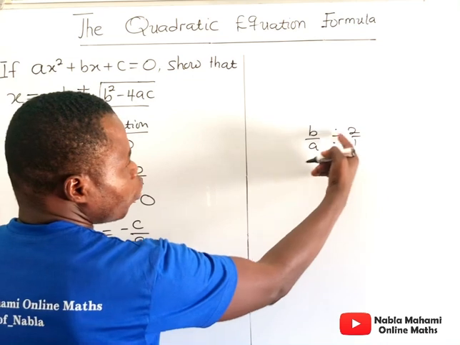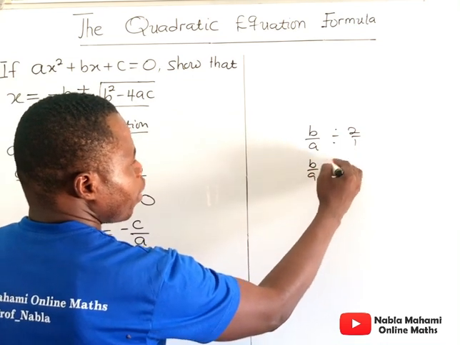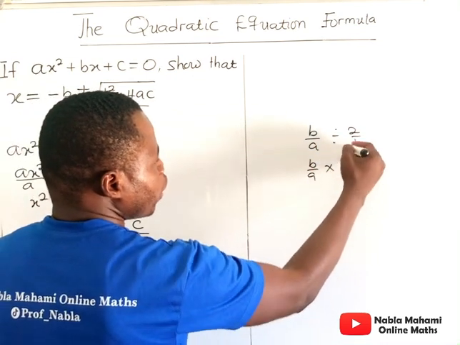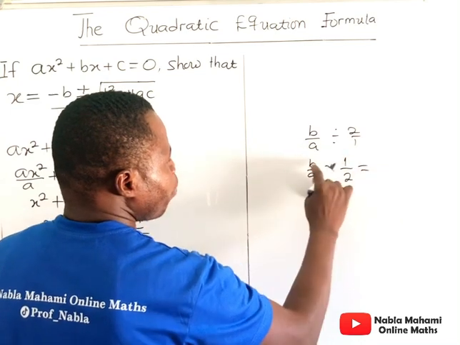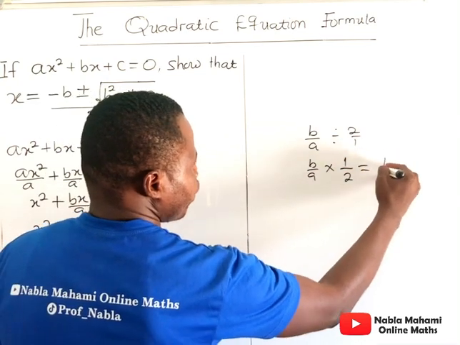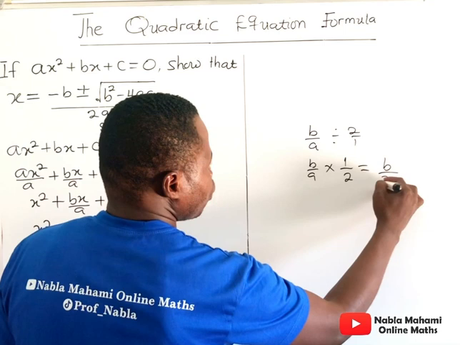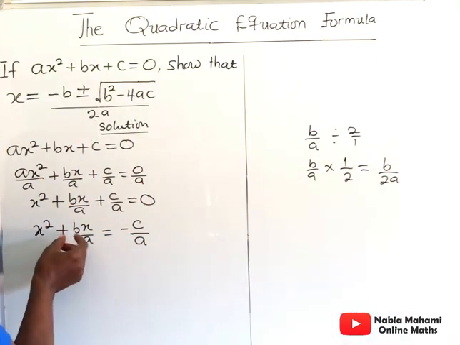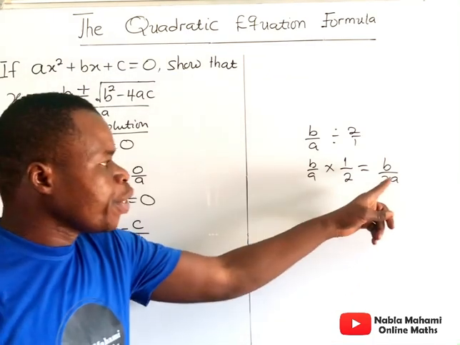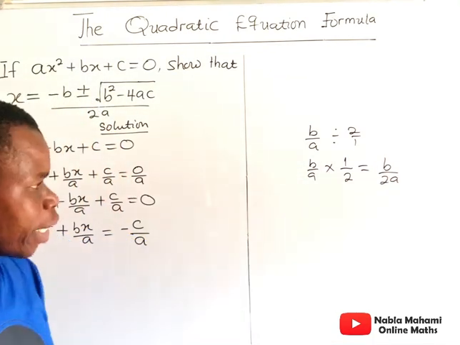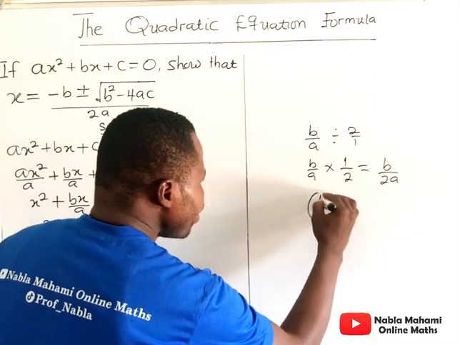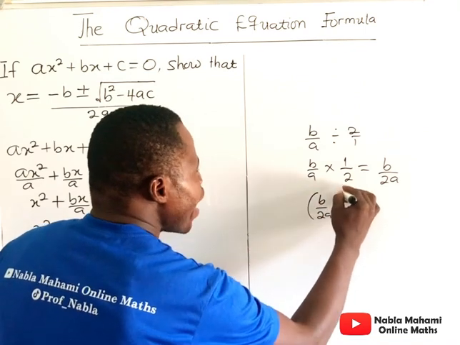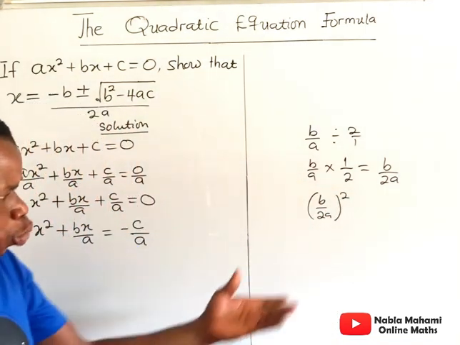Then I can change this sign to multiplication. It will be b over a times, so since this one is changing to multiplication, then 1 will go top and 2 will come down. B times 1 is b. 2 times a is 2a. So when you take the half of the coefficient of x here, you will get b over 2a. Then you take this b over 2a and square it. And when you square, this is what you get.